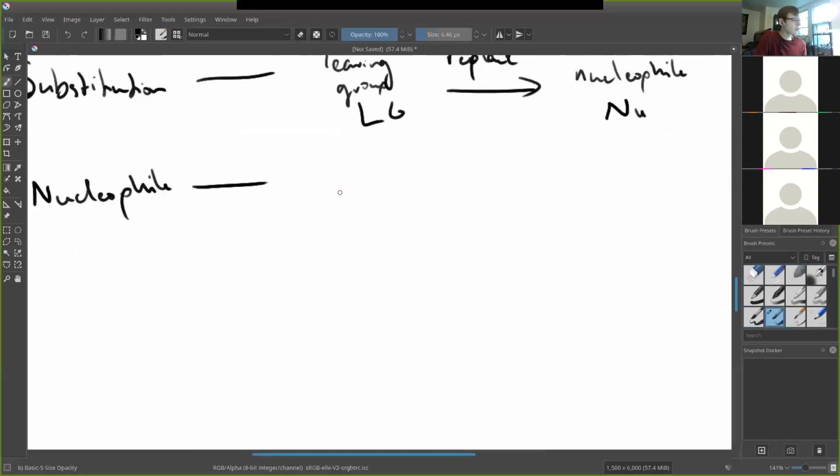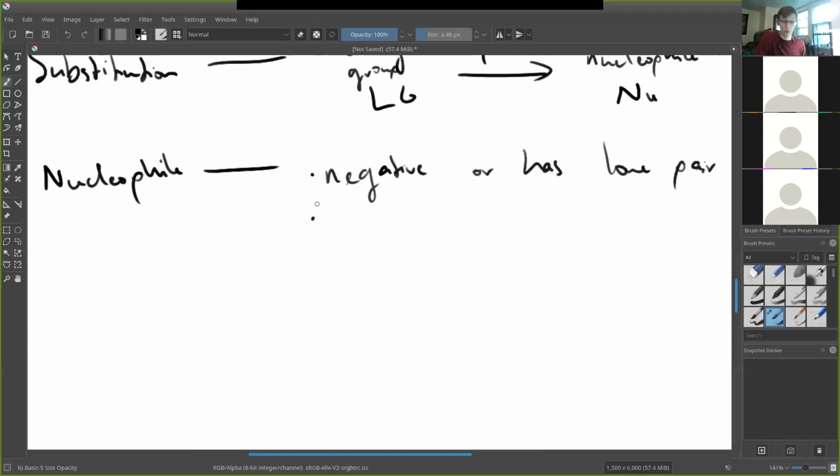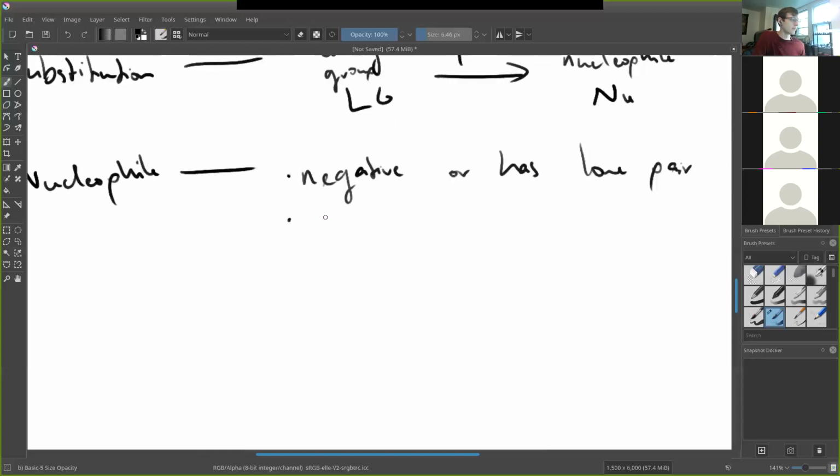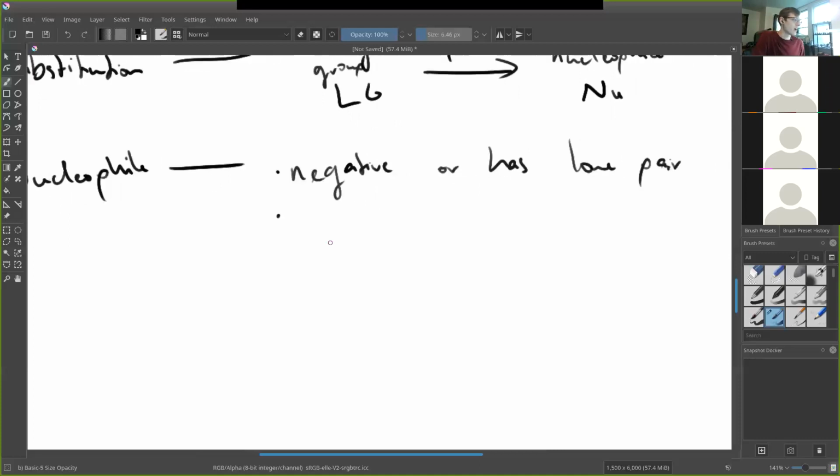So in general, a nucleophile is something that is negative, or it has a lone pair. So that's one thing. It's negative or it has a lone pair. It is also generally small or not bulky.